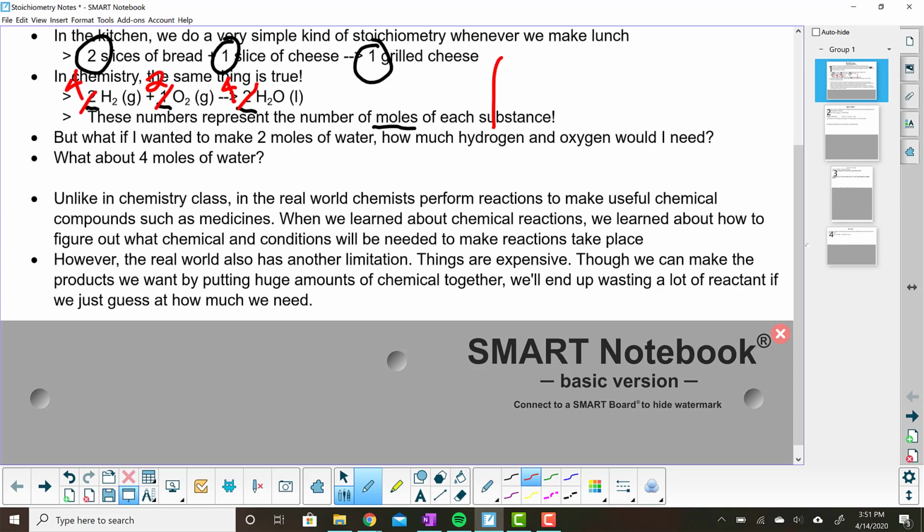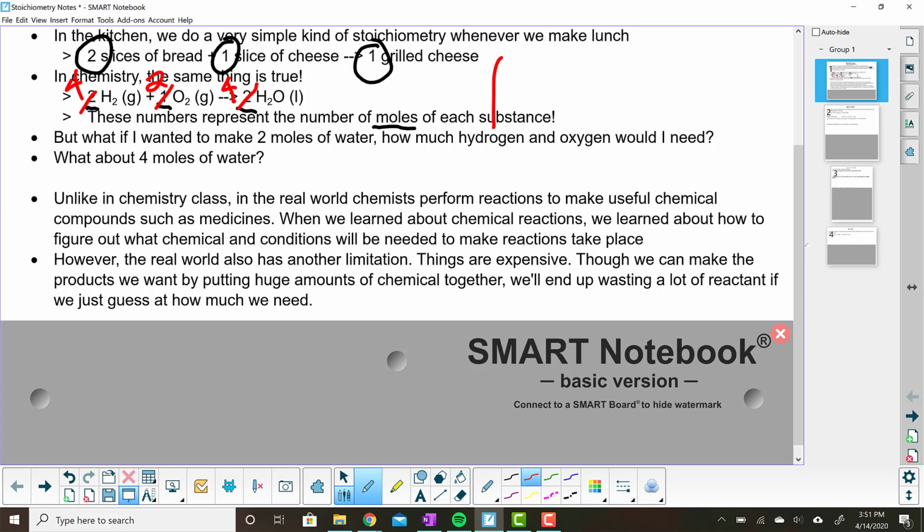Unlike class, where we mix things based on the reactions that I give you, I know exactly how much stuff you're going to make. There's no real question to it. That's not really how chemistry works in real life. In the real world, chemists perform reactions to make useful things. They're not just making something explode because I want to talk about explosions and because I like lighting things on fire.